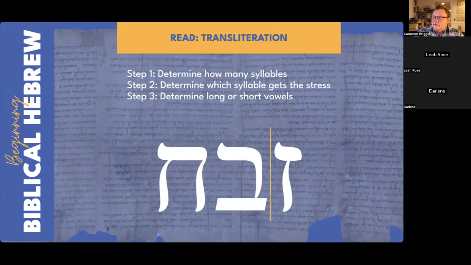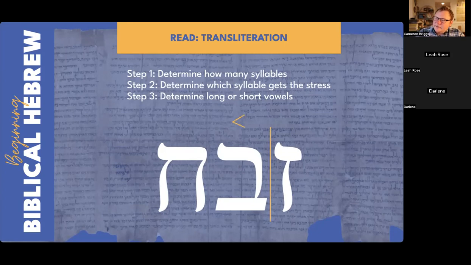So how many syllables? I think all of these are going to be the same tonight. I'm going to separate it there. Which syllable goes to stress? It's the final one. And then they both have the ah sound, but we have to determine which one's long and which one's short, or are they both long, or how does that work?